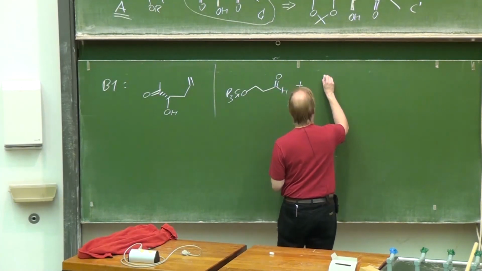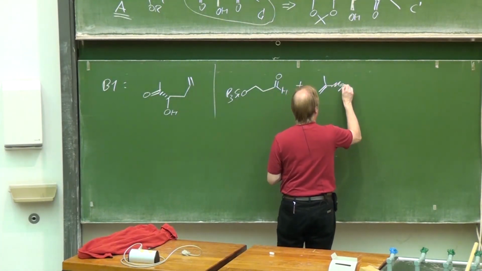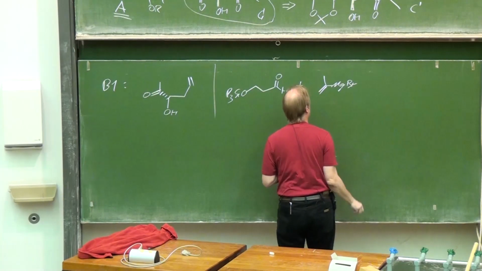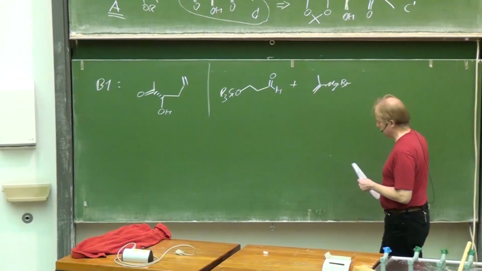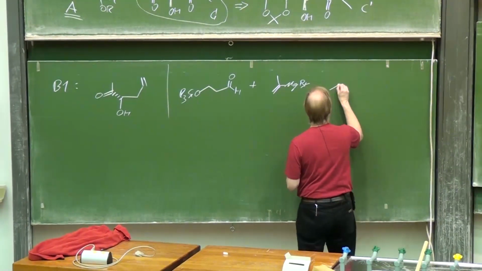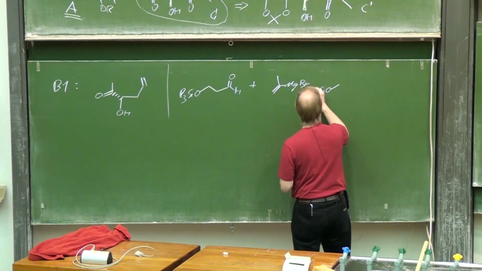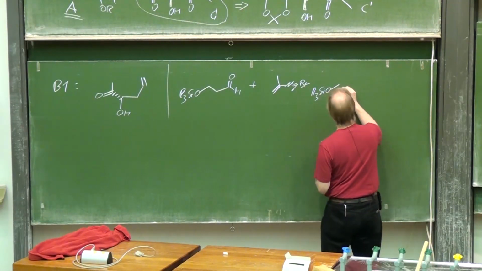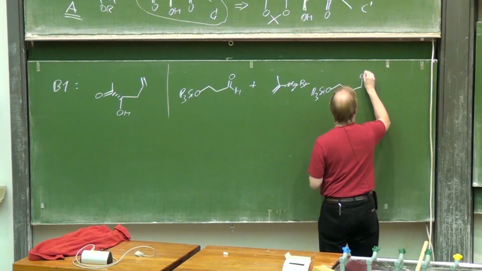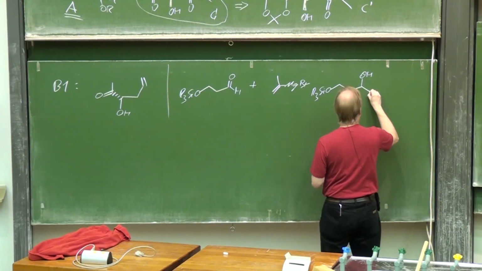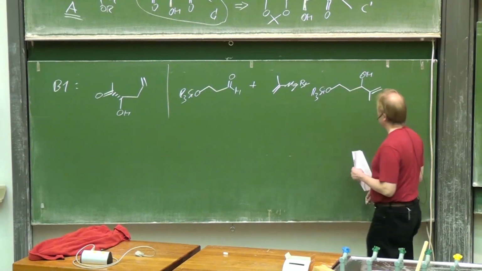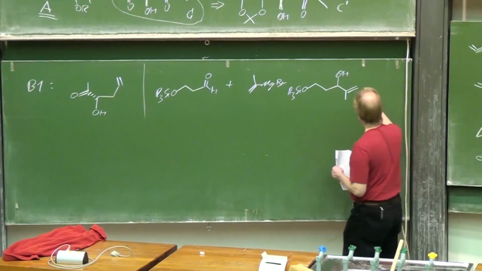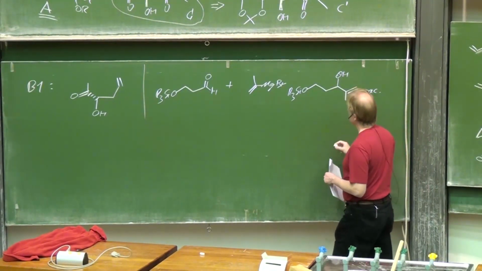Then isopropenyl Grignard will lead to this allylic alcohol, of course, as a racemate.